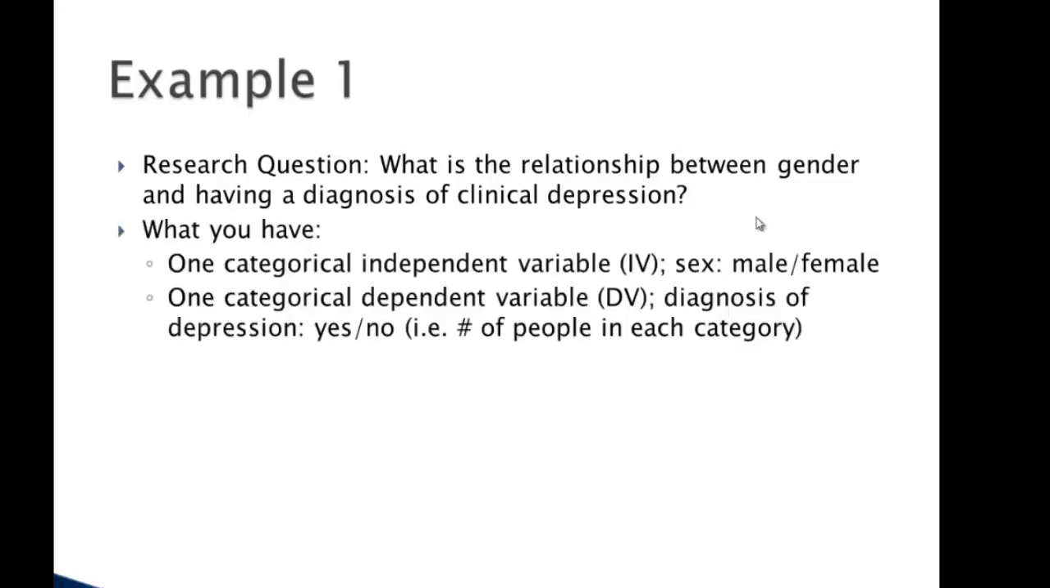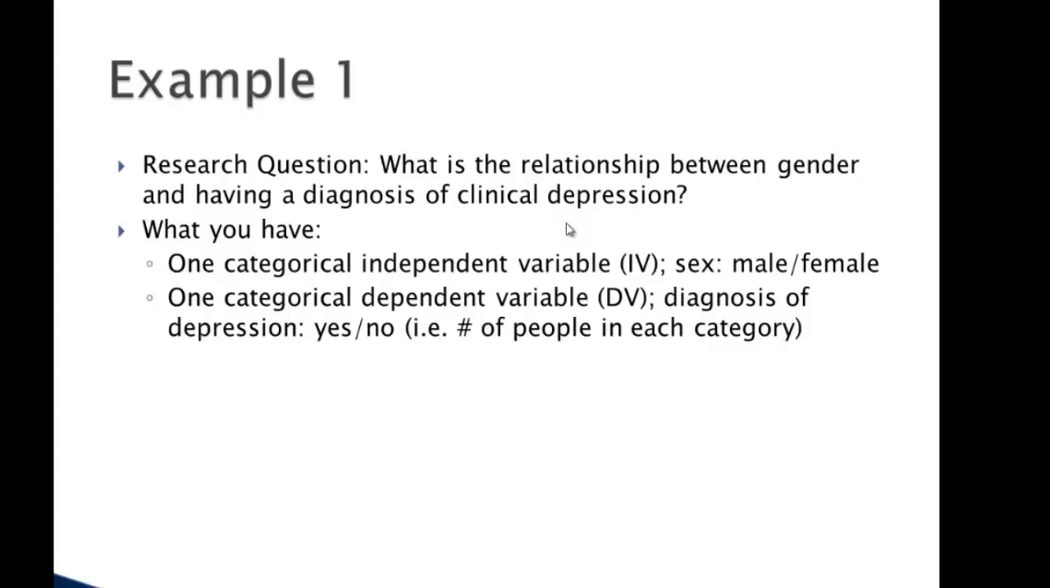The next thing we can think about is what we have as far as variables. Well, in this case, we have one categorical independent variable, gender. In other words, we're assuming gender is going to have an impact on clinical depression or diagnosis of clinical depression. So it's a categorical independent variable with two levels, male and female. We have a categorical dependent variable or outcome, in this case a diagnosis of depression. Either they do or don't have clinical depression. And so one thing to note is we're not really measuring a score here, but we're measuring the number of people that fall into each category. Okay, so we have a categorical outcome.